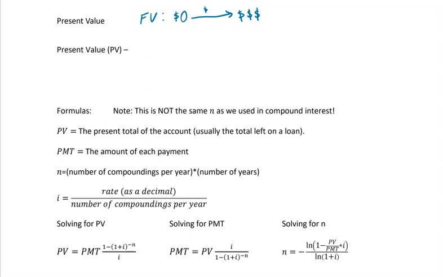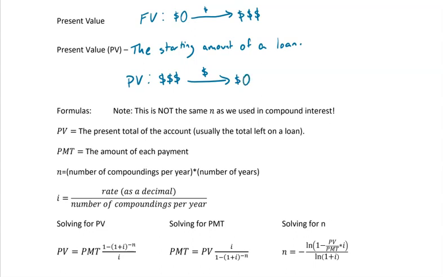So present value is the starting amount of a loan. And it doesn't necessarily have to be a loan, but for this class, that's what we're going to be really focusing on, right? And specifically, that means the money is going to be in the loan to start. You are again going to make payments, and then hopefully at the end, you end up with $0 left on the loan. That's the goal this time.